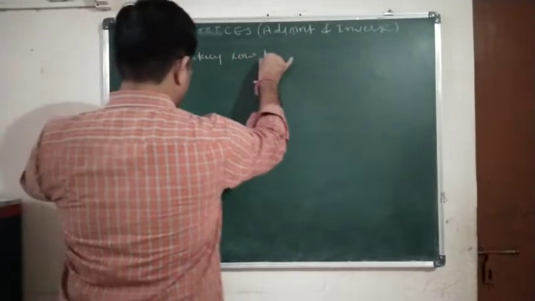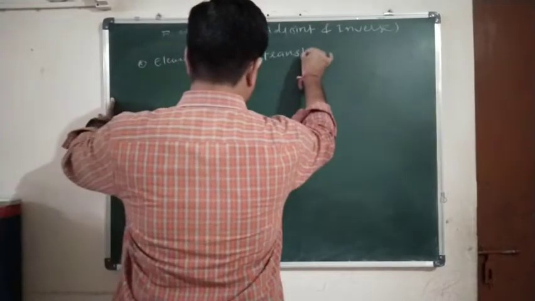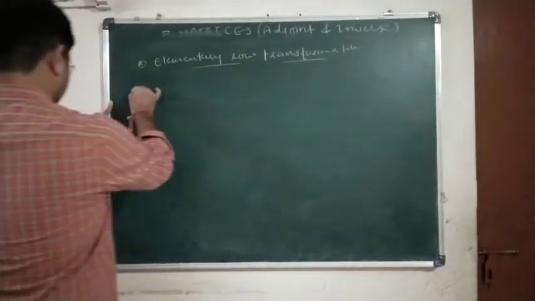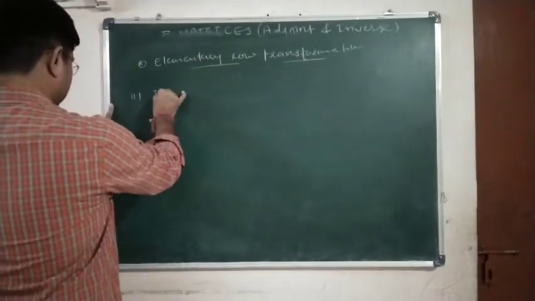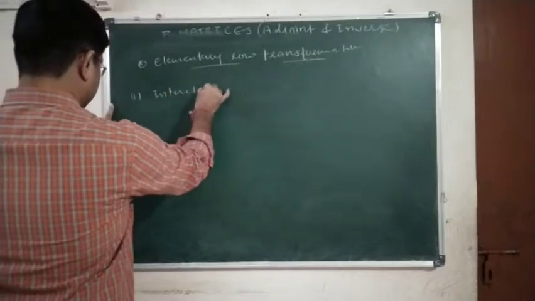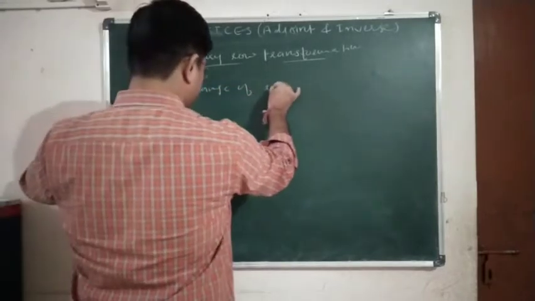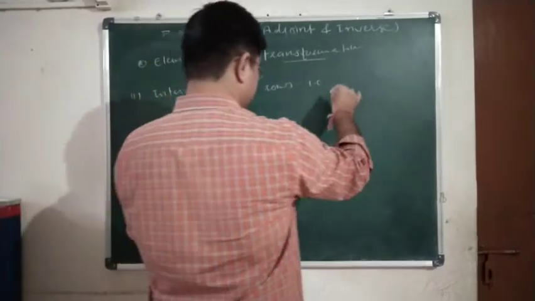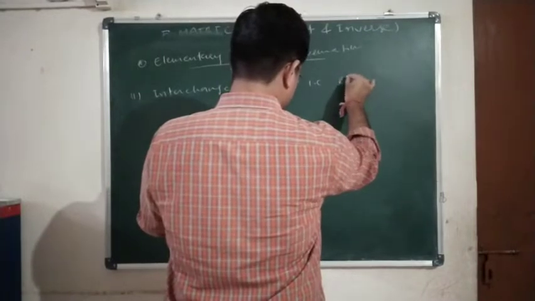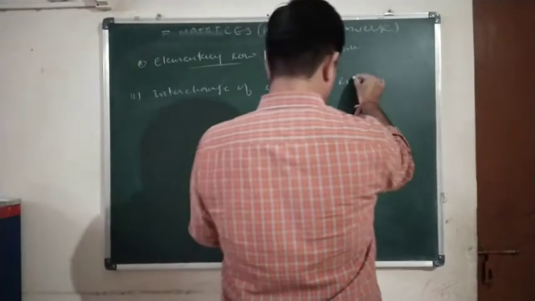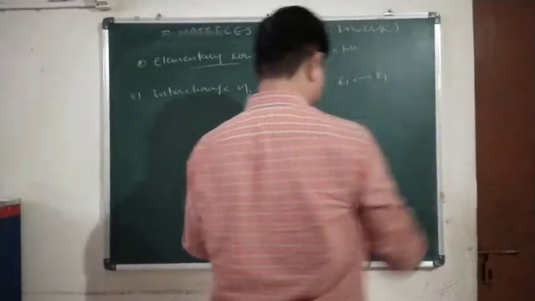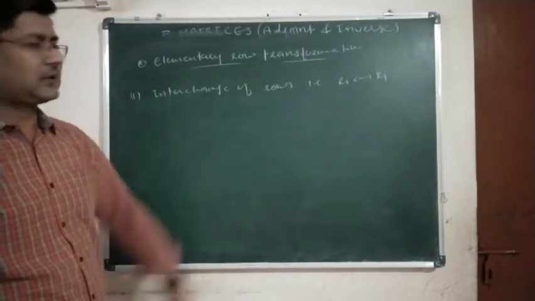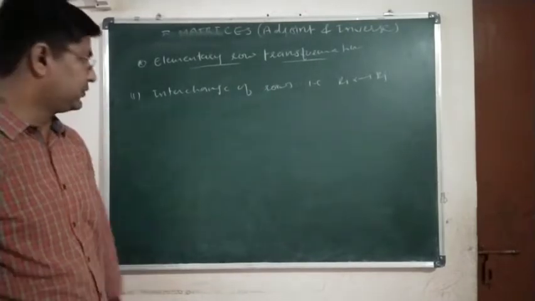Elementary row transformation. Okay, so three types of elementary row transformation we can see. Number one is interchange of two rows, that is, Ri to Rj, R1 to R2 or R1 to R3 or R2 to R3, like this. Yes or no? So we can interchange any two rows.